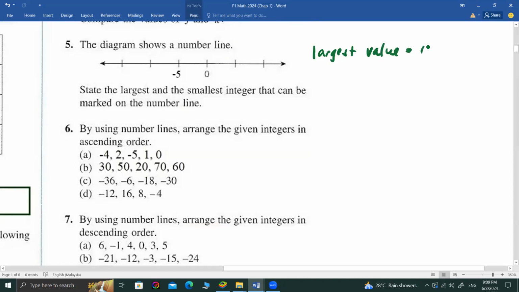Largest value is 10. And smallest value. You want to tell largest integer, smallest integer, boleh. It's okay, right? Got it, what I mean? 也可以的啊. Negative 15. Yes, you're right.